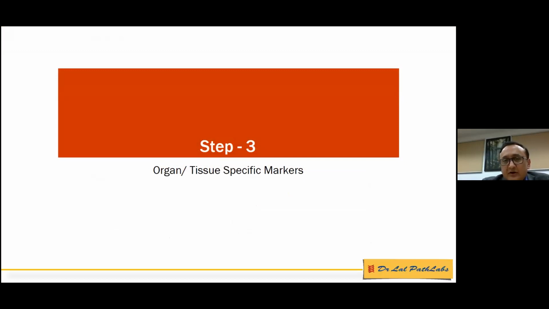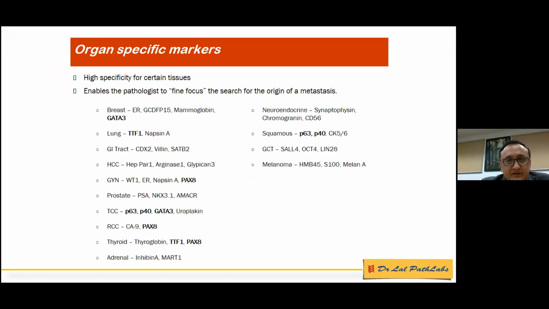Now we come to the organ or tissue specific markers, which finally help us in clinching the diagnosis. Organ specific markers are high specificity markers for certain tissues and enable us to focus our search for the region of metastasis. I have enumerated here a list of markers for different organs, but again, this is not an all-inclusive list. The list is much, much longer. But one thing I would like to highlight is that we call these markers organ specific or tissue specific, but there is a lot of overlap.